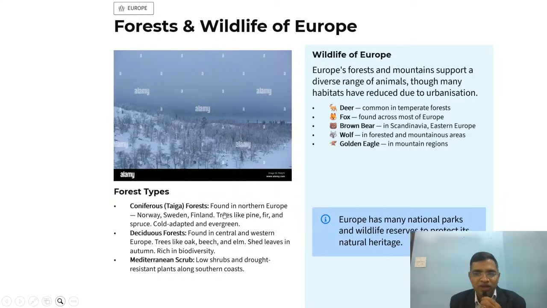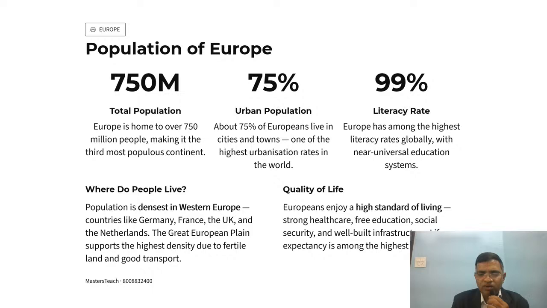Europe has many national parks and wildlife reserves to protect the natural heritage. Then about the Europe population, we'll discuss. Almost 750 million population is there, so it is the third most populous continent, and 75% of Europeans live in cities and towns, one of the highest urbanization rates in the world. 99% of people are literate, the highest literacy rate globally.